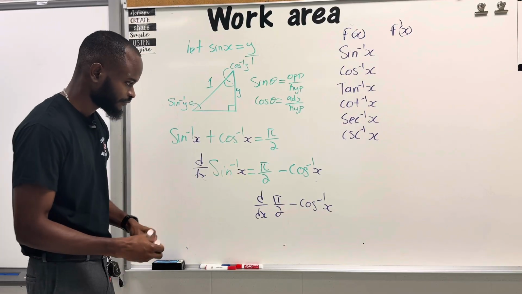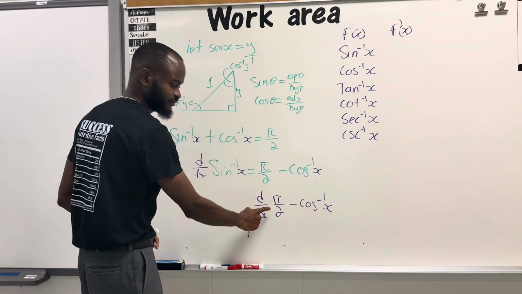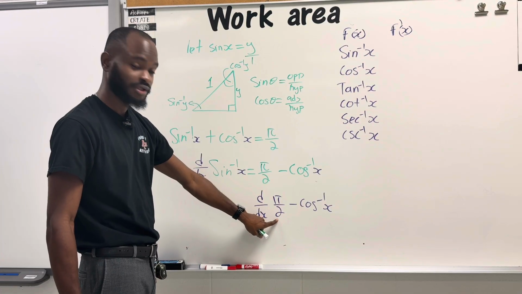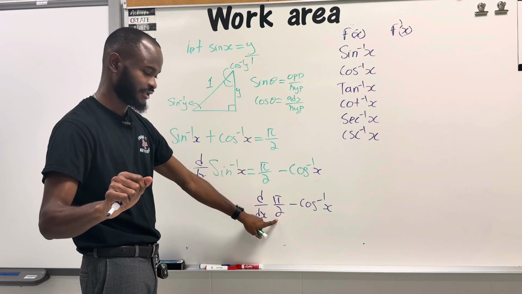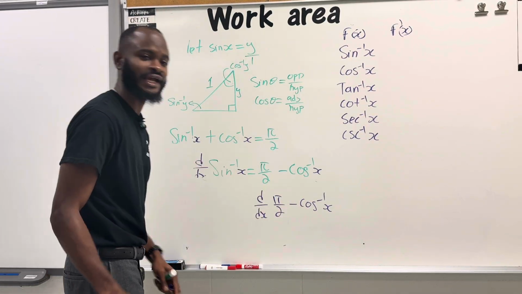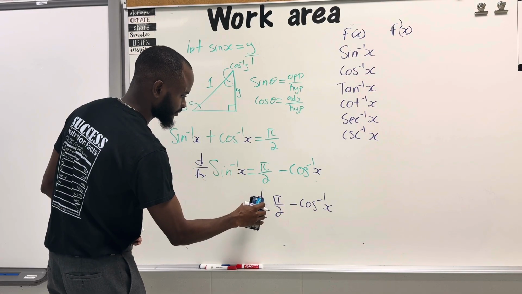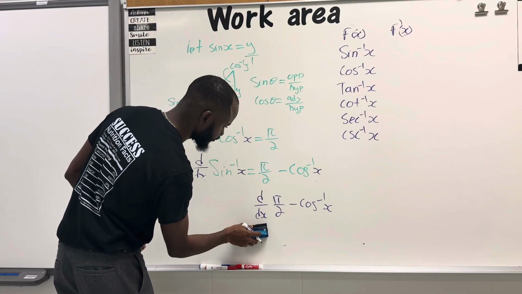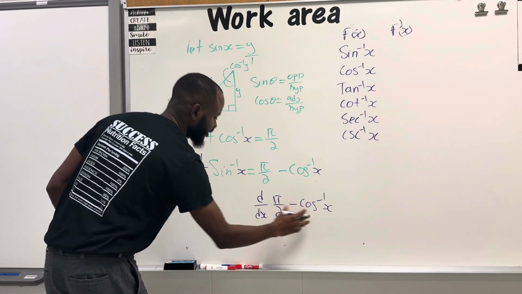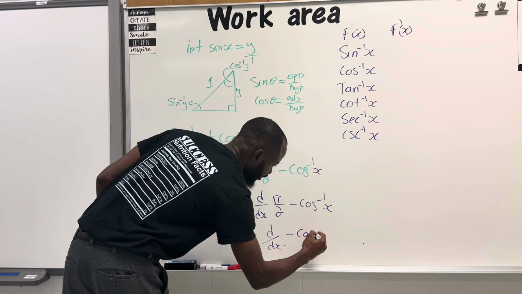So because of that fact, if we look over this side here, and we take the derivative of the constant term right here, pi over 2 is a constant. The derivative of a constant is 0, right? And then the derivative of negative cosine inverse x is left. So let's leave that and just, this goes to 0. So what we're left with is the derivative d by dx of negative cosine inverse of x.